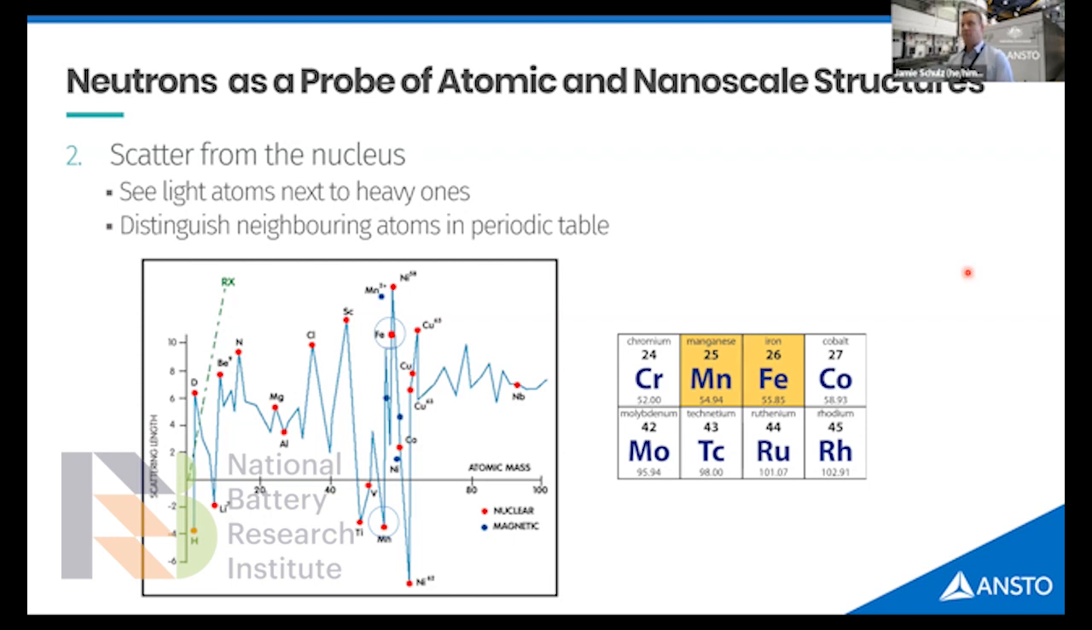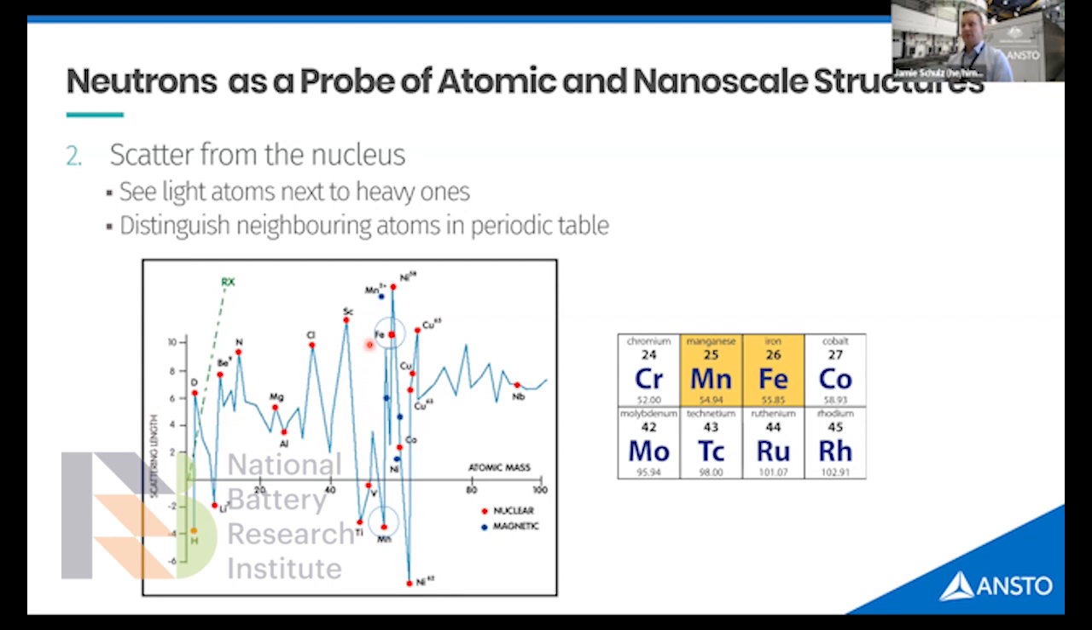However, the scattering properties for neutrons, which are shown here, actually vary randomly across the periodic table. So, for example, if you had a compound that had manganese and iron in it, using X-rays it's very difficult to differentiate which atom it is. With neutrons, you can see here, manganese and iron have completely different scattering lengths, and that allows us to clearly differentiate when we do our modeling.